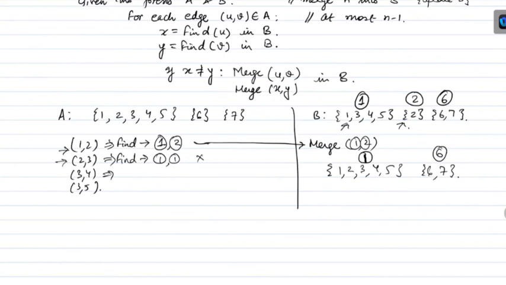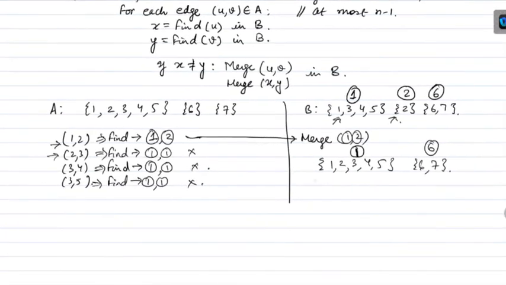Again, I look at 3 and 4. I perform a find, and I see that both of them belong to 1, 1. Nothing to be done. I try to merge 3 and 5. I see that both of them already belong to 1, 1. Again, nothing to be done. So this is the merged forest. What I have at the end of this is the merged forest. Is that clear? And that corresponds to the connected components.